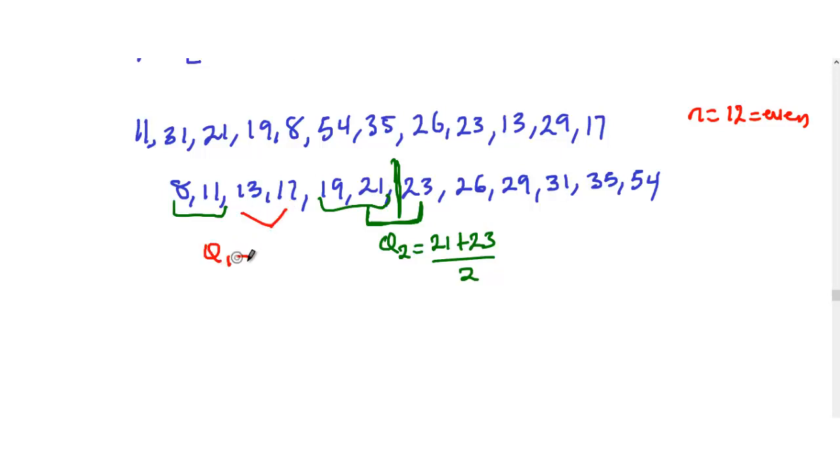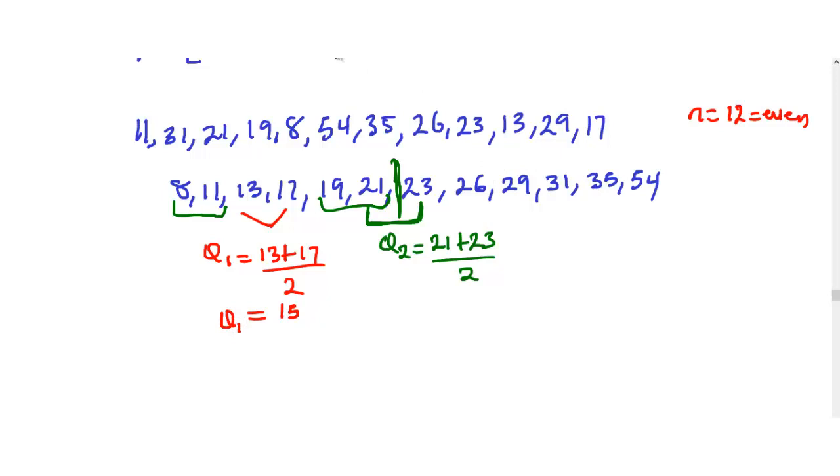So Q1 here will now be 13 plus 17 divided by 2. So 13 plus 17 divided by 2 will give us 13 plus 17, that is 30, divided by 2, that is 15. So Q1 here is 15.